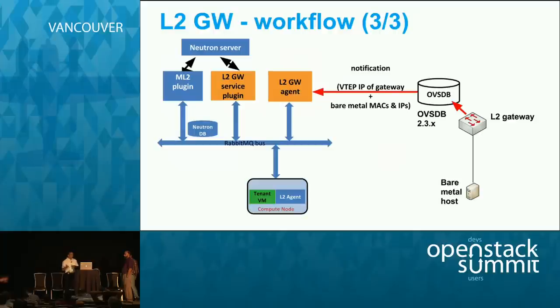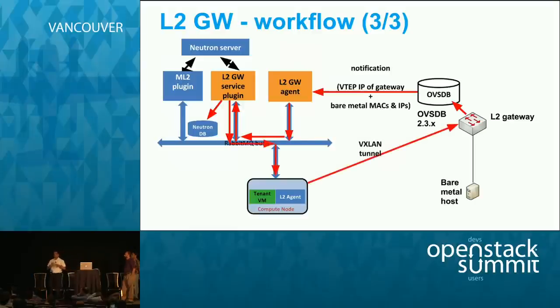So the L2 gateway agent in turn takes this and sends a reverse RabbitMQ message RPC to the L2 gateway service plugin. The L2 gateway service plugin writes this information into the Neutron DB. And as we already know, the L2 agent has an L2 population mechanism, by which we can take the MACs and create the tunnels. So we have leveraged the same thing. The L2 gateway service plugin sends L2 population RPCs to the L2 agent, and the L2 agent creates the VXLAN tunnel from the compute node or network node to the physical L2 gateway. Because we already know the VTAP IP of the L2 gateway, we could leverage these RPCs of L2 population.